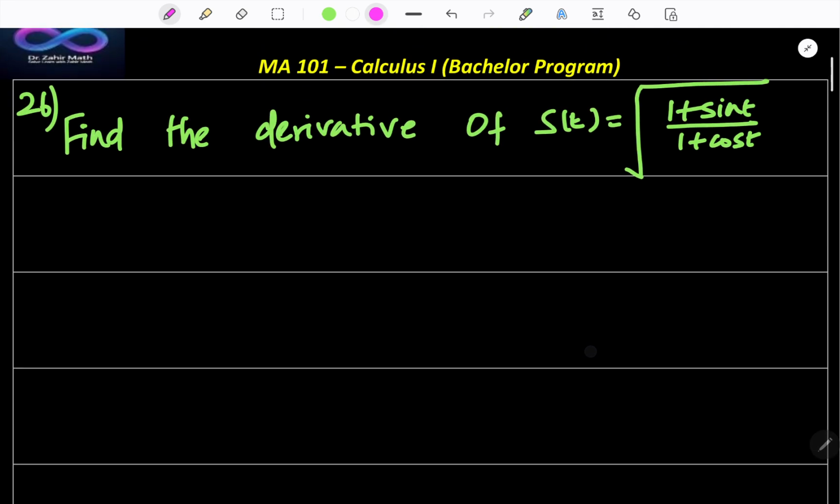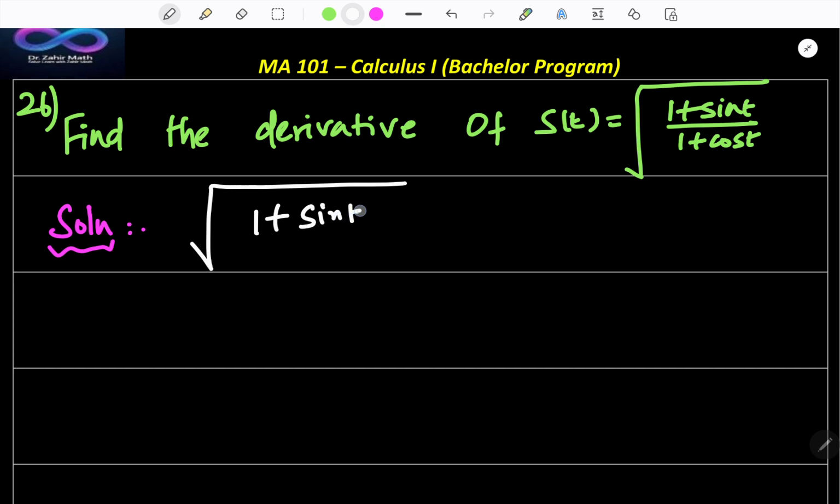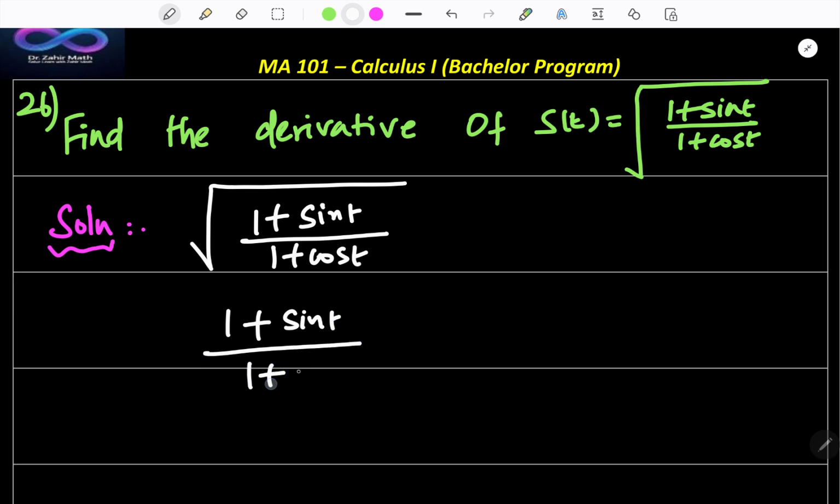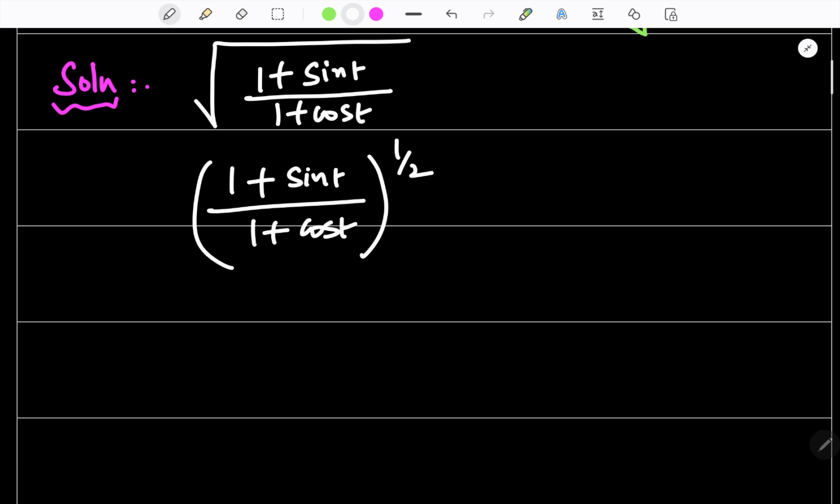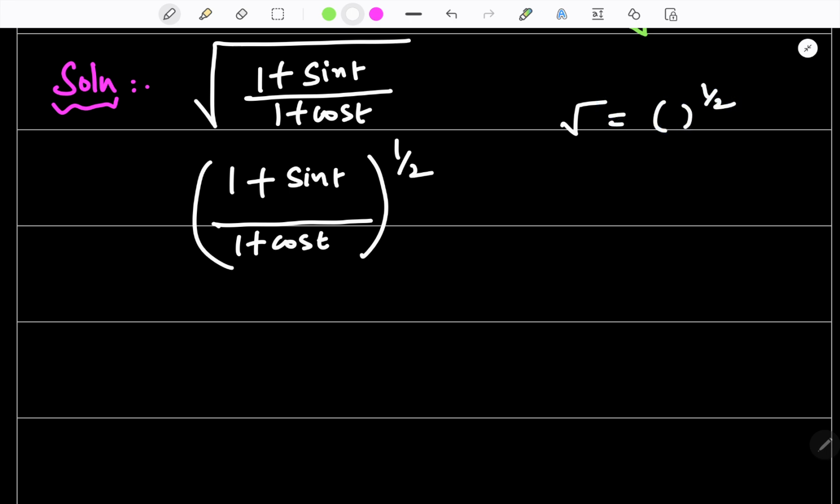Let's go to the first question. Find the derivative of s of t is equal to the square root of (1 plus sin t) over (1 plus cos t). So let's do the solution. Square root of (1 plus sin t) divided by (1 plus cosine t). Can I write this as (1 plus sin t) divided by (1 plus cosine t), the whole power 1 by 2? Because the square root we can write as the whole power 1 by 2.